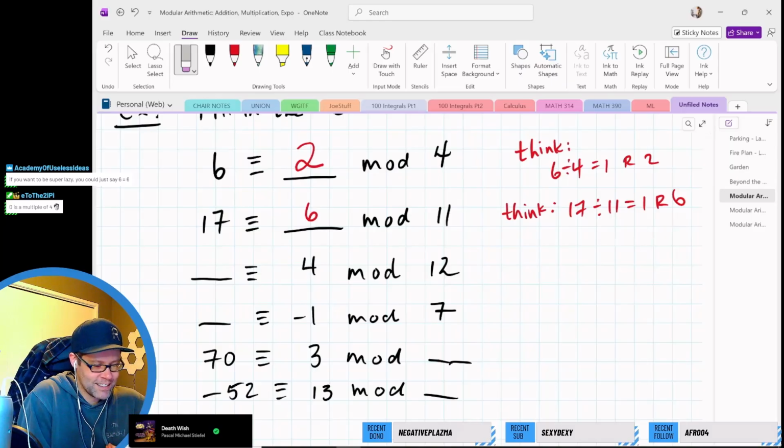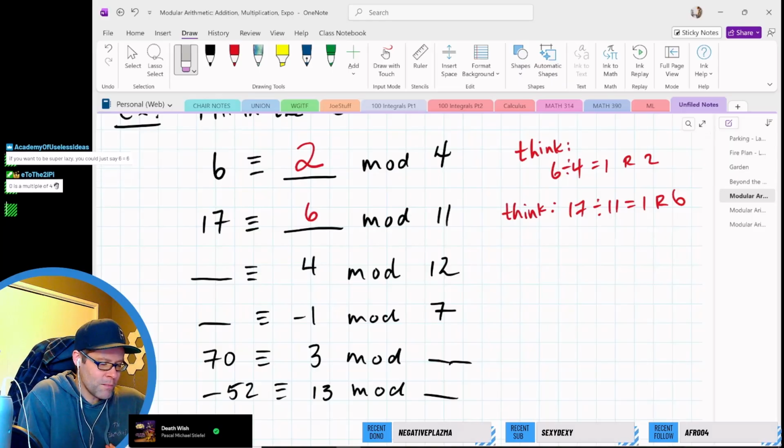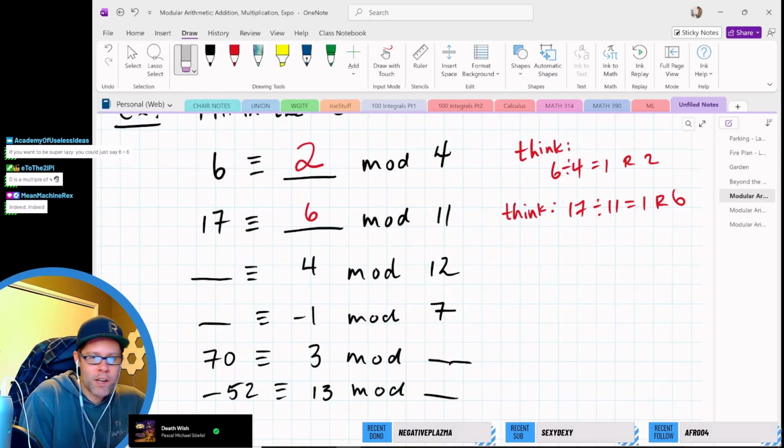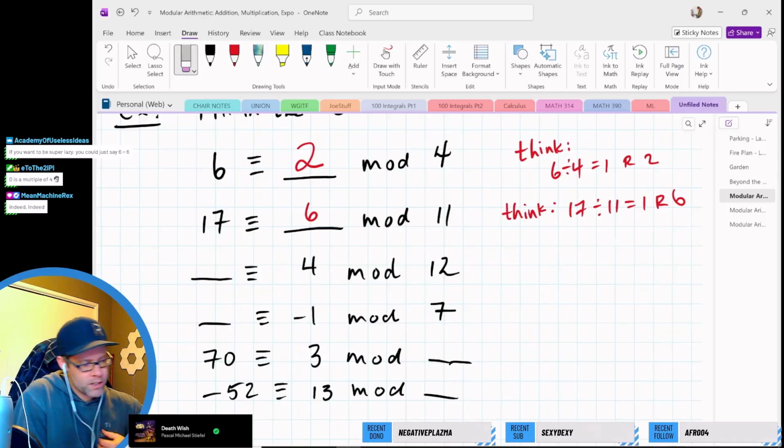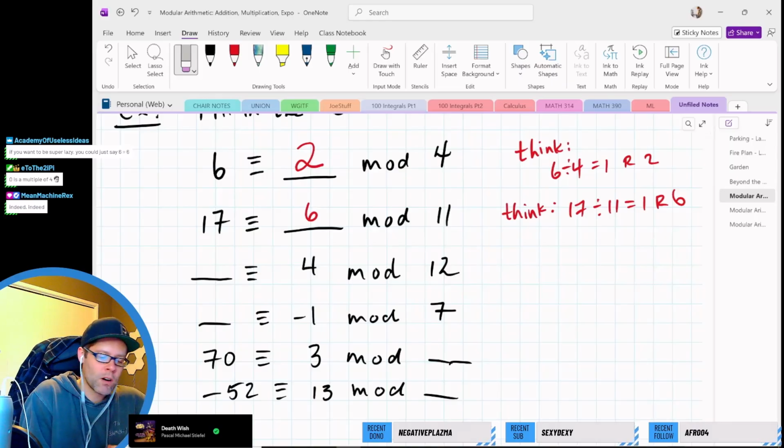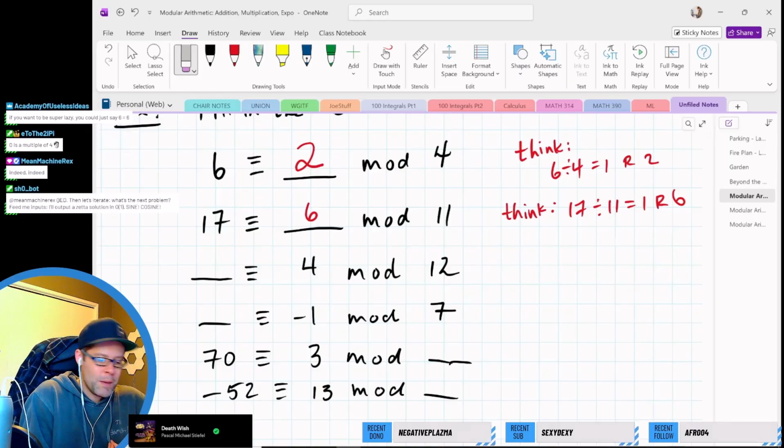Yes. Okay, what about something that's congruent to 4 mod 12? We could use Slim's idea and just put 4 in. We know that 4 should be congruent to itself. But could we find another number other than 4? Maybe something bigger than 4.